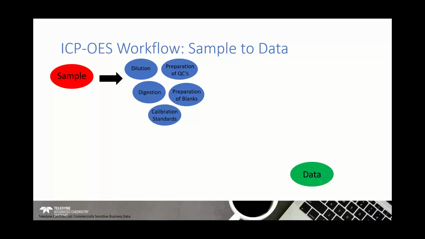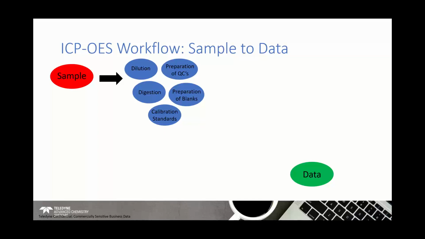So following a digestion, if it was required, we might need to undertake a dilution. If a sample is in a liquid form, then we might just go straight to the dilution process. So via digestion and dilution, or just dilution, we take our sample and get it into a state where we can introduce it to an ICP OES instrument.